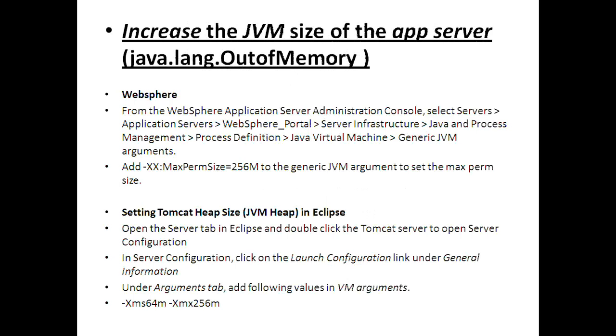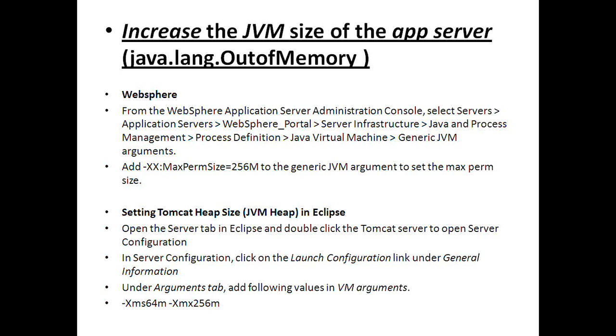We can always increase the JVM size of the application server. Sometimes my application server does not respond in the desired time because of an out of memory error or a perm gen space error. Normally we get the perm gen space error in Eclipse or NetBeans. So in those scenarios, we can increase the JVM size. We can do the same for WebSphere, Tomcat, WebLogic, or any application server.